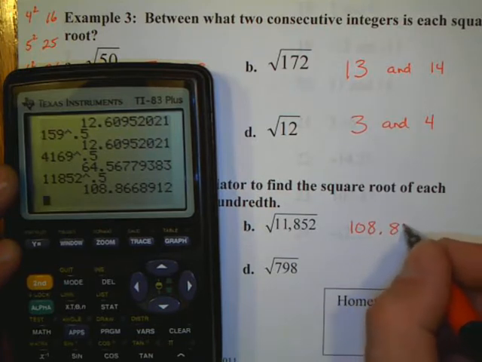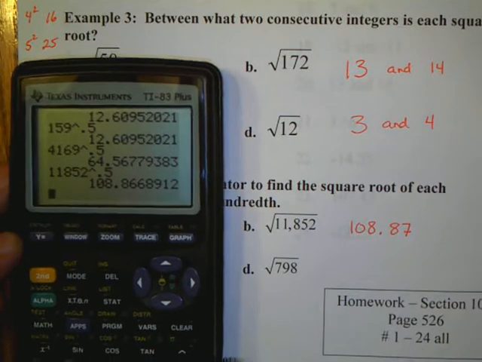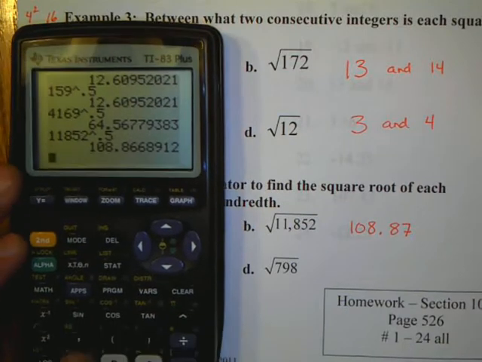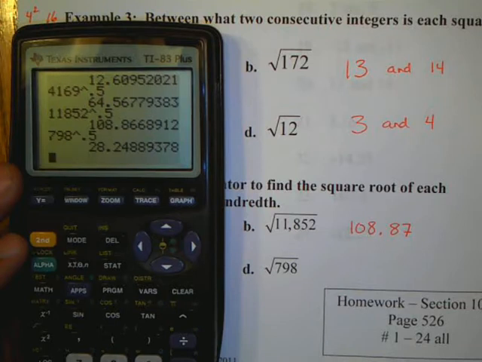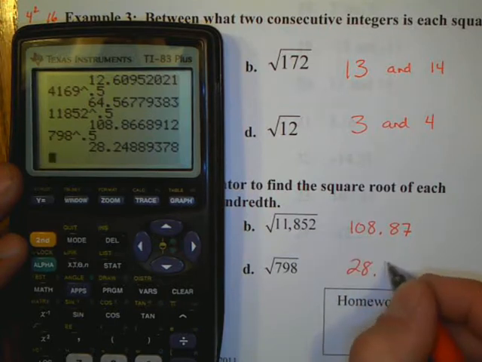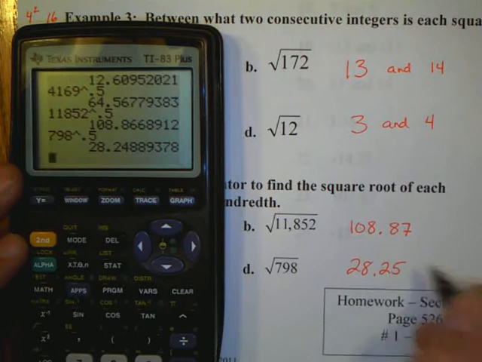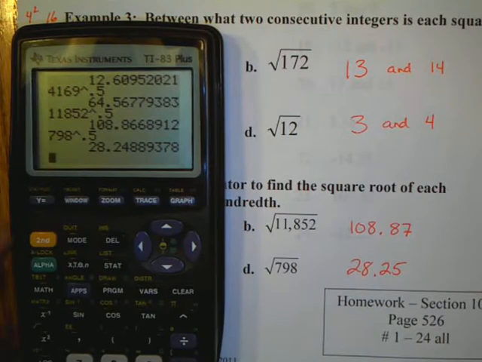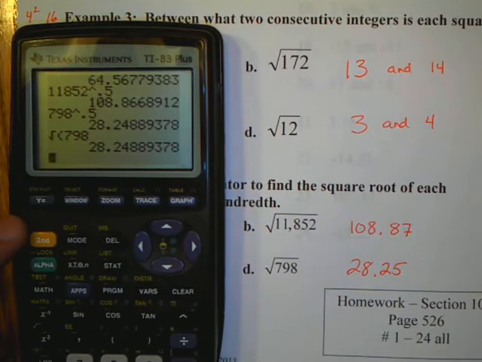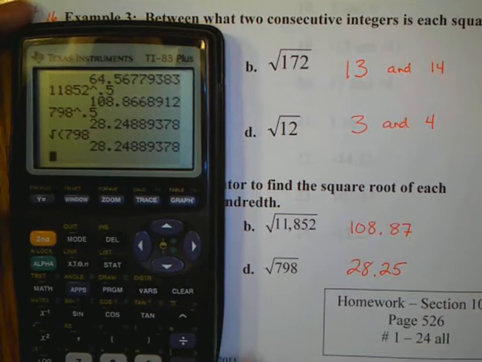Let's look at part B over here. We have 11,852. We raise that to the power of 1/2, and we get 108.866, and so that's 108.87 as we round it to the nearest hundredth. Let's look at our last one, 798 raised to the 1/2. That's 28.248, and so that's 28.25. So when we estimate, we can realize we can either take the square root of a number or we can raise it to the power of 1/2. Hopefully you've learned something new about using your calculator here.